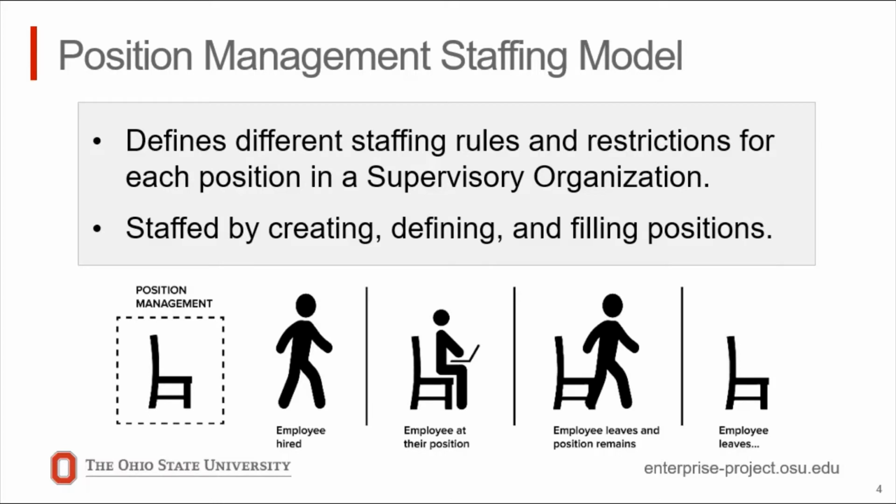This staffing model provides the tightest control over hiring, as different staffing rules and restrictions can be specified for each position. This would be utilized for many non-student positions, for example, faculty, staff, and health system intermittent, such as internal resources pool nurses.